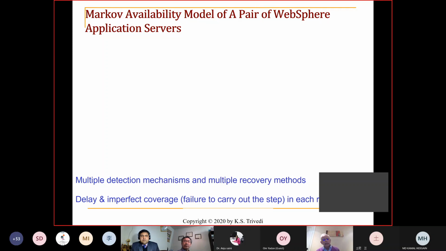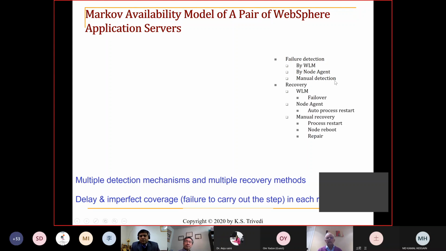And each stage of recovery had a delay and a possibility that that particular action will not succeed, so-called imperfect coverage. And so to capture all this, failure detection could occur by what is called a workload manager, WLM, or by a node agent. And if both of them don't work in detecting the failure, then there may be manual detection.